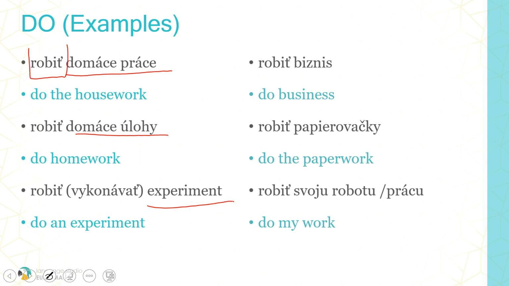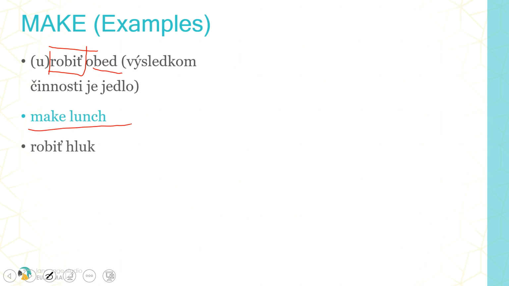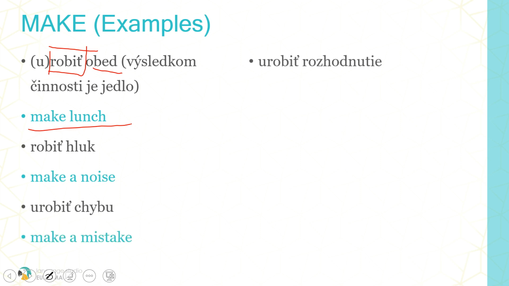Okay, now let's continue with make. And here, as you can see, we have also the Slovak translation, we have also robiť here, but now we create the lunch here. So the lunch is the outcome of our activity. That's why we say make lunch. And we also create noise, so we say make a noise. And we fabricate a mistake. We also create a mistake. That's why we say make a mistake.